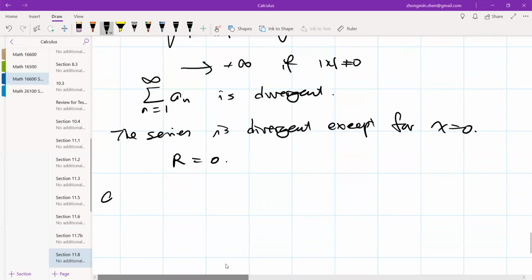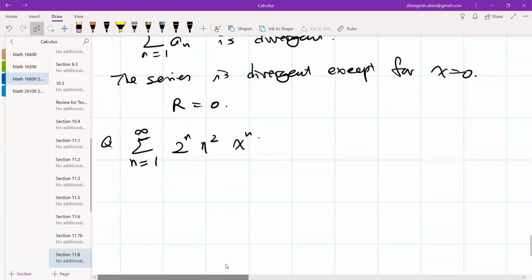Okay, so the next problem. Clearly it has a radius. Its radius is going to be 1/2. I can tell that. How to do that? There's no n factorial, so I can use a ratio test or I can use a root test. It doesn't matter.